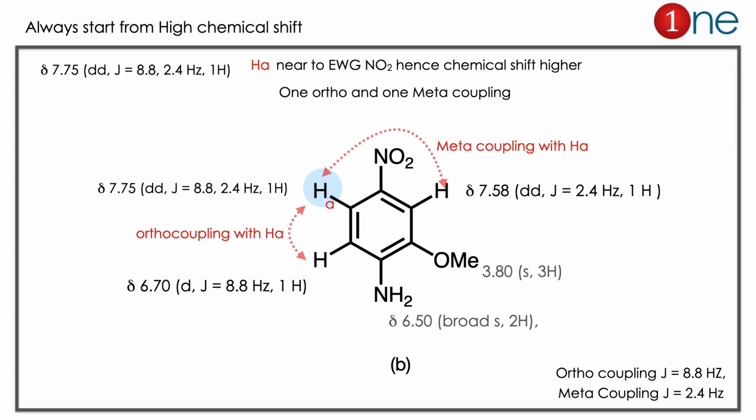Ortho coupling is stronger, it will be near 10. Meta coupling will be weaker, it will be near 3. The second thing is you always have to start from the high chemical shift. Here we start from 7.7 ppm.